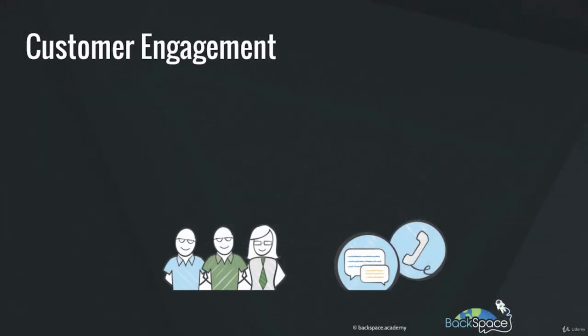Let's have a look at some customer engagement services. Amazon Connect is a self-service contact center in the AWS cloud, delivered on a pay-as-you-go pricing model. It has a drag and drop graphical user interface that allows you to create process flows that define customer interactions without any coding at all.